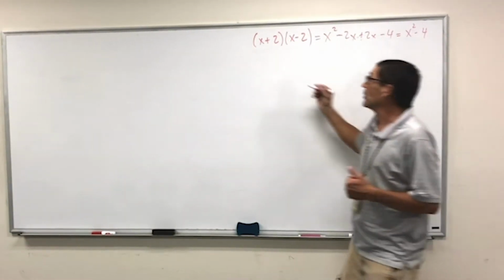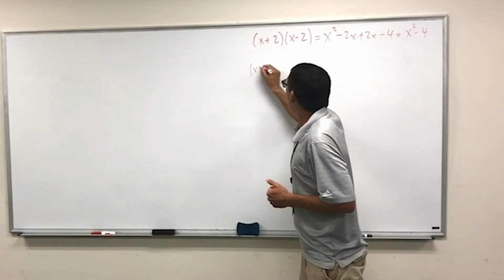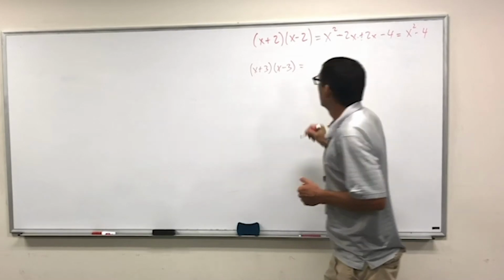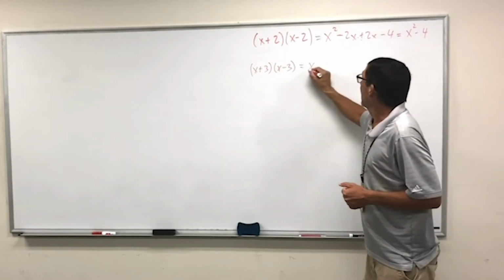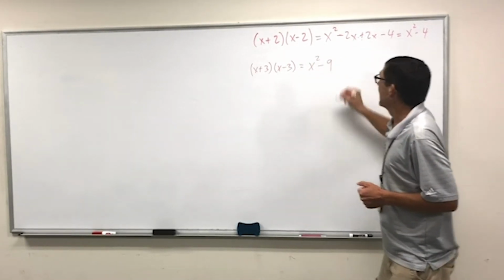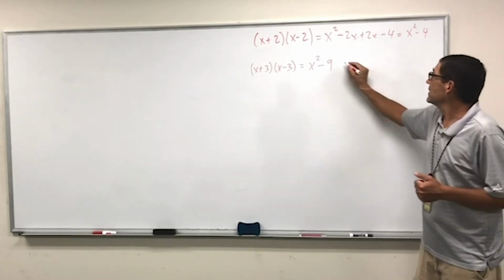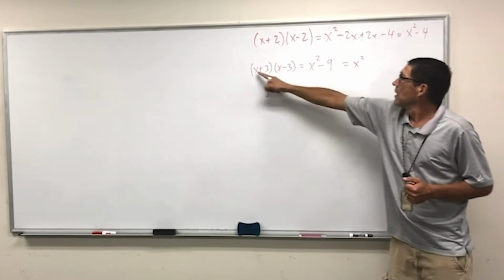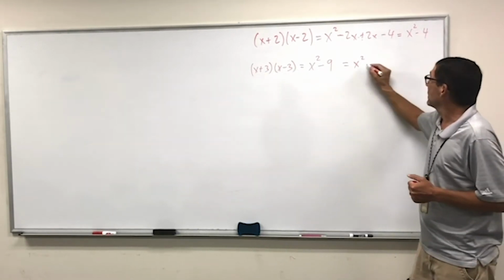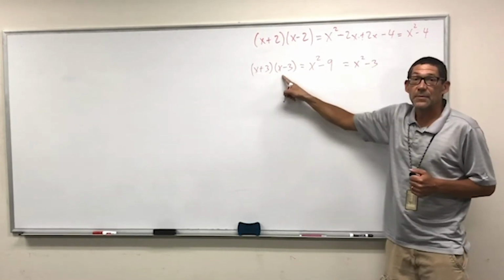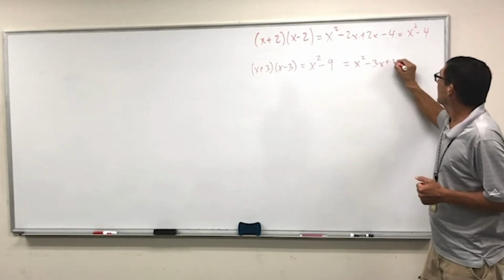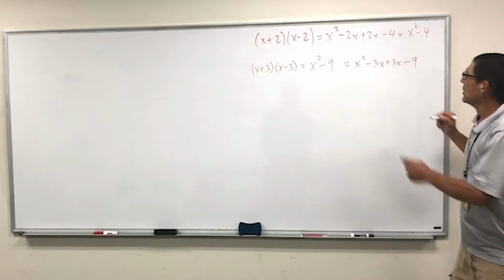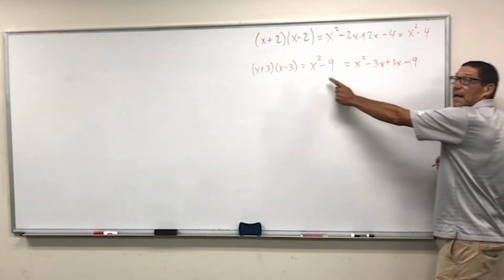So if I try a similar example and instead look at maybe x plus 3 times x minus 3, I wonder, does that equal x squared minus 9? And to confirm that it does, we can just do the multiplication again. X times x is x squared. X times minus 3 is minus 3x. 3 times x is 3x. And then 3 times negative 3 is minus 9. Notice again, these terms cancel, so I get x squared minus 9.